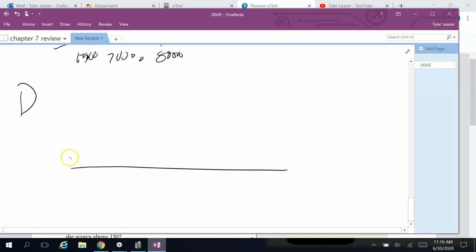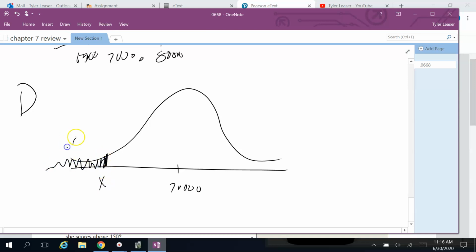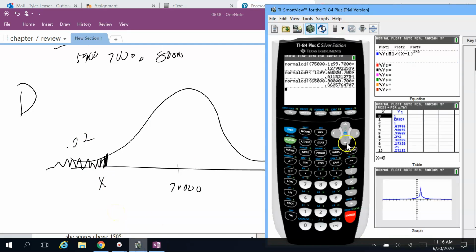Drawing it out. So we have our curve, 70,000 is still in the middle. What we want to find is the bottom 2%. So somewhere out here is a value. We don't know what that value is, but we do know that the area to the left of that value is 2%. Whatever this value is, that's the answer to the question. So we're going to go to our calculator.